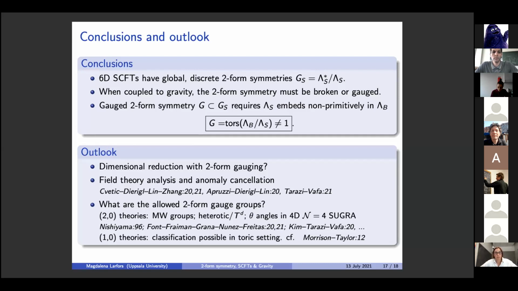Did you have a guess for what the generalization is? So in your boxed equation, you talk about this embedding of a torsional piece of lambda b over lambda s. Is there a guess for what it would be if you now include the pieces from the gauged groups? I don't have one, I'm sorry. Okay, thanks.